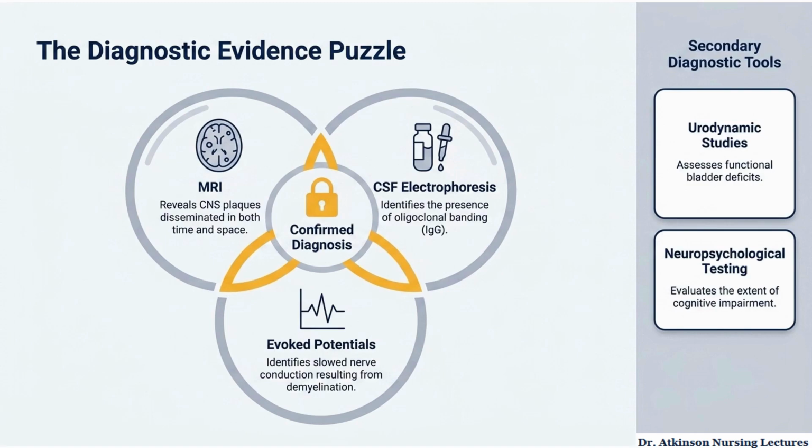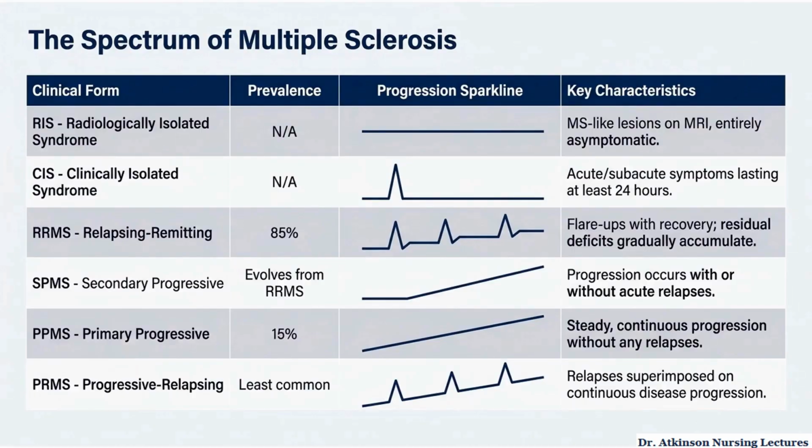There's no single test that confirms MS alone. Diagnosis comes from combining the clinical picture with imaging and supportive testing. MS exists on a spectrum, and not every patient follows the same pattern. Radiologically isolated syndrome means MRI lesions are present, but the patient has no symptoms yet. Clinically isolated syndrome is usually the first neurologic episode, lasting at least 24 hours.